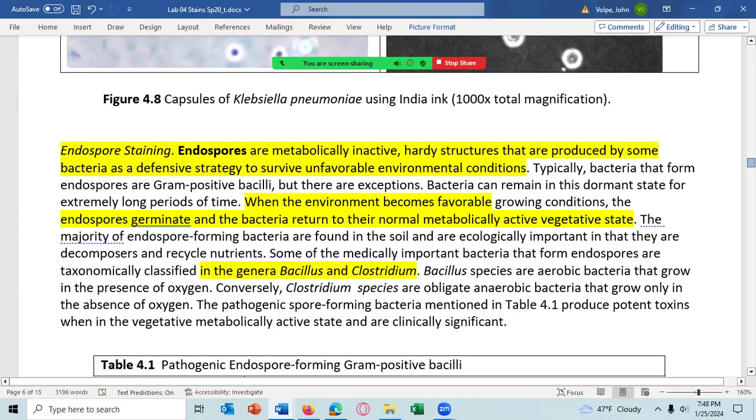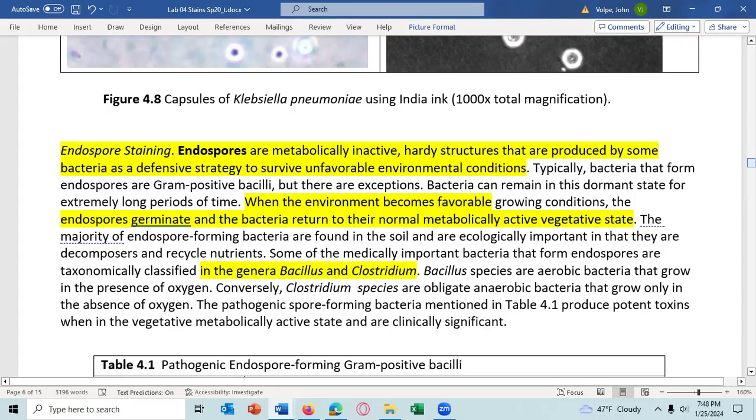All right, let's move on to the endospore stain. Endospores are metabolically inactive structures. They're also hardy, and they're produced by some bacteria as a defense strategy when the environment becomes unfavorable. When the environment becomes too unfavorable, the bacterial cell will die. The endospore, on the other hand, will continue to be alive. It's not very metabolically active. It doesn't grow and reproduce.